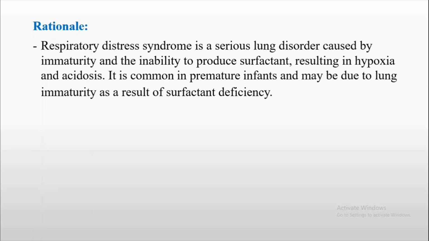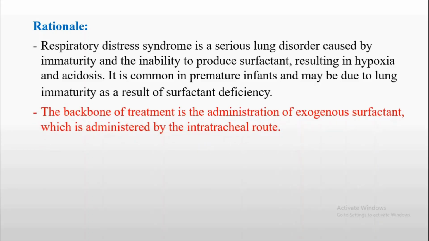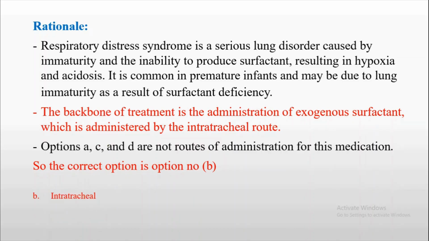Respiratory distress syndrome is a serious lung disorder caused by immaturity and the inability to produce surfactant, resulting in hypoxia and acidosis. It is common in premature infants and may be due to lung immaturity as a result of surfactant deficiency. The backbone of treatment is the administration of exogenous surfactant, which is administered by the intratracheal route. So the correct option is option number B, intratracheal route. Options A, C and D are not routes of administration for this medication.